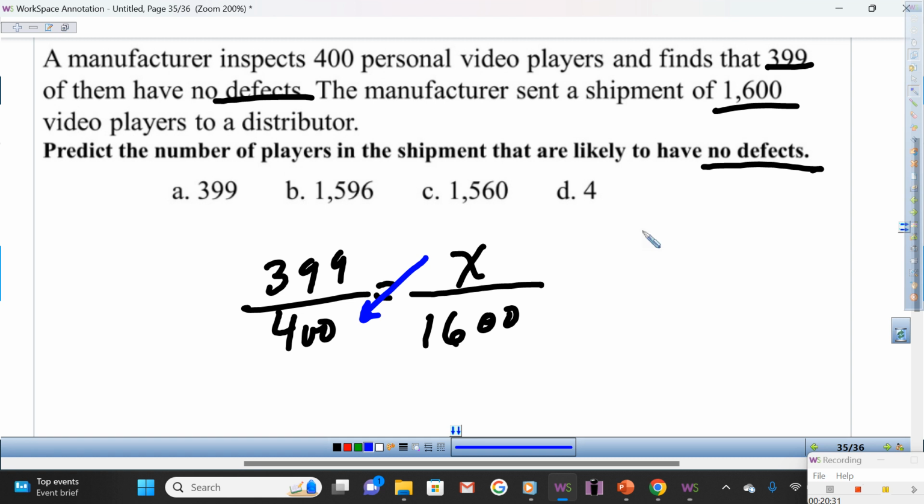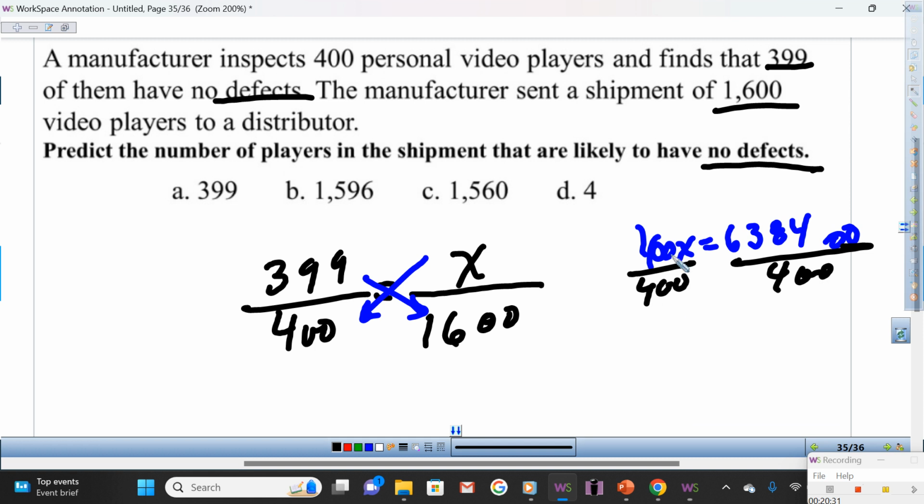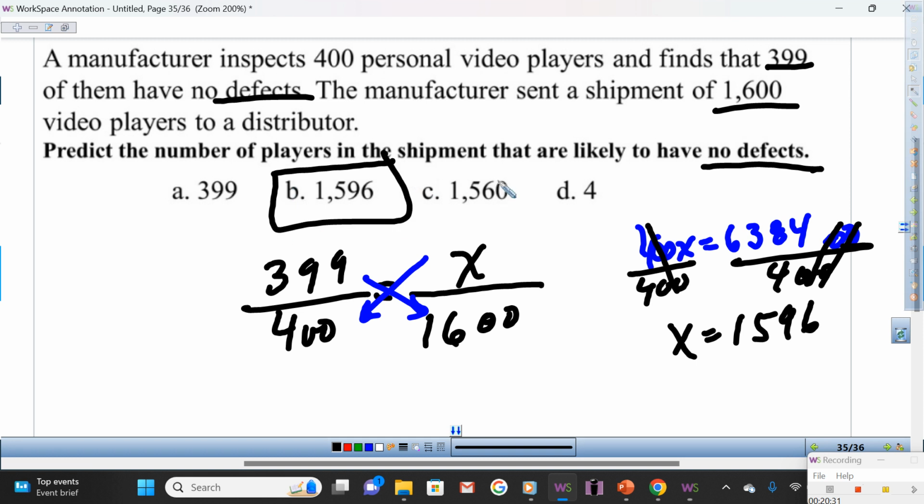Therefore, 400x equals 0.16 times 399. What is that? Bam. And then we divide by 400, both sides. X equals, take away the zeros, 6384 divided by 4 is 1596. Answer is B. All right, send me your notes, please.